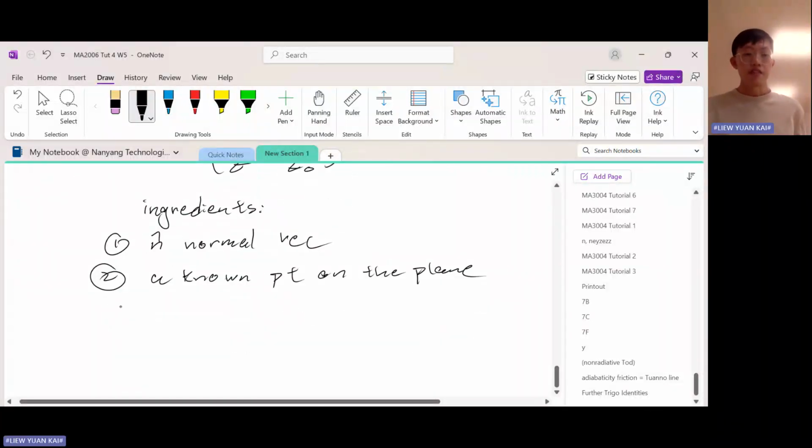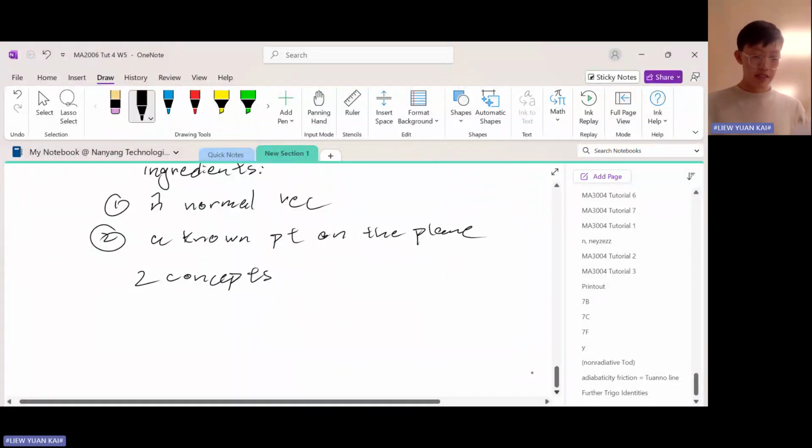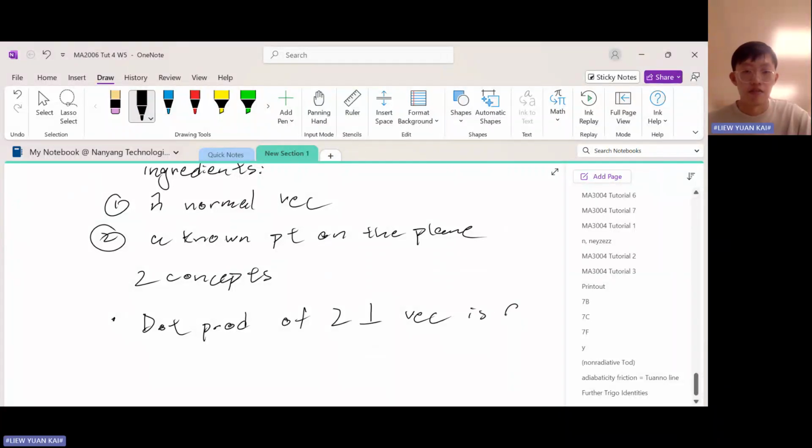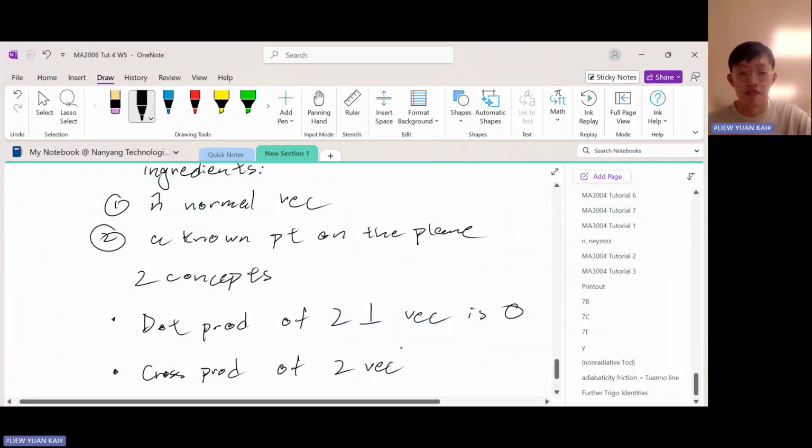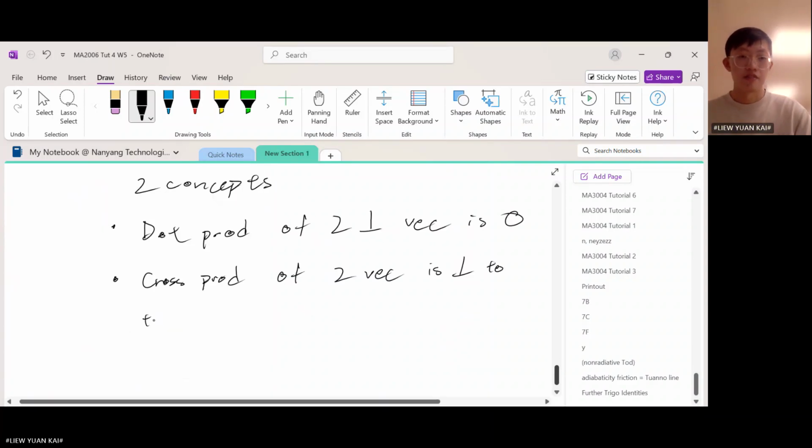Two concepts that are important for you to know. Let me just write this down. Two concepts that you need to know: number 1, the dot product of two perpendicular vectors is 0. And number 2, the cross product of any two vectors, it doesn't have to be perpendicular, is perpendicular to the two vectors.